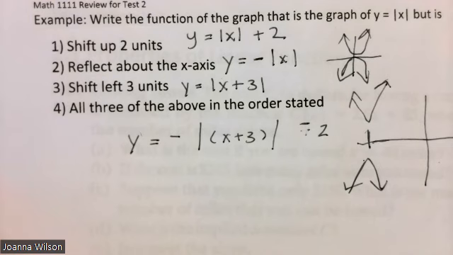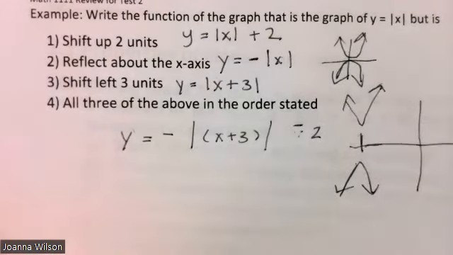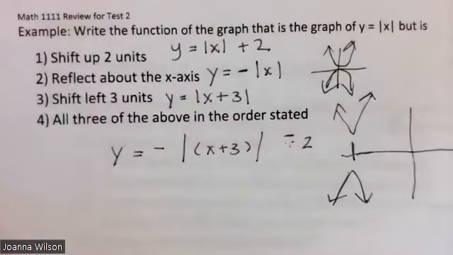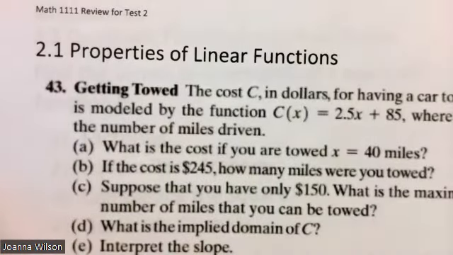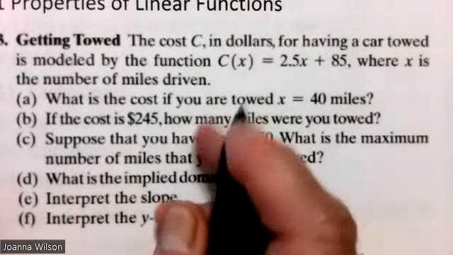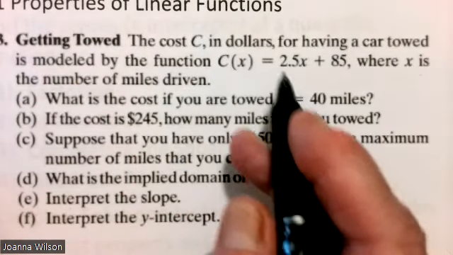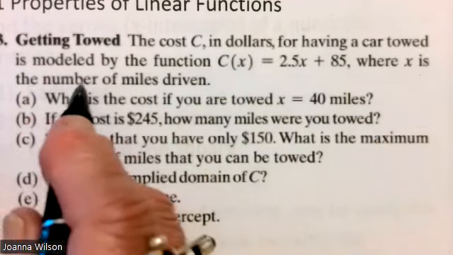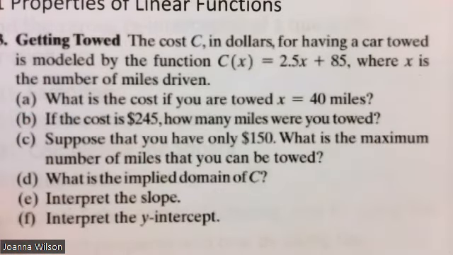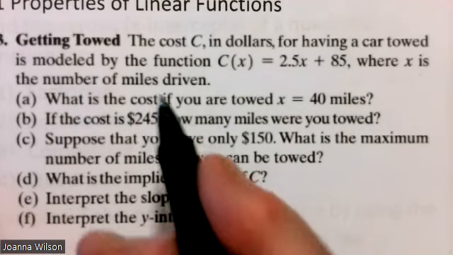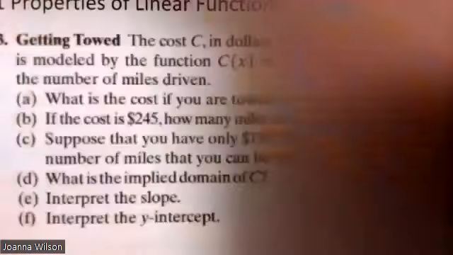Let's see. This is just a little word problem, and it's just a linear function. So we're getting towed, and I'm always worried about getting towed. The cost C in dollars for having a car towed is modeled by the function C of x equals 2.5x plus 85, where x is the number of miles driven. Then they ask questions like, what is the cost if you are towed x equals 40 miles?